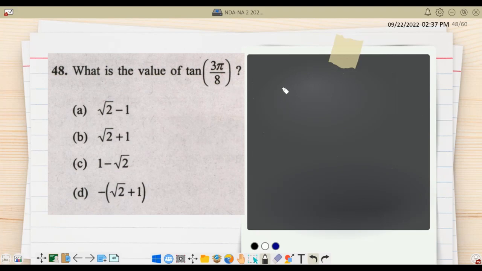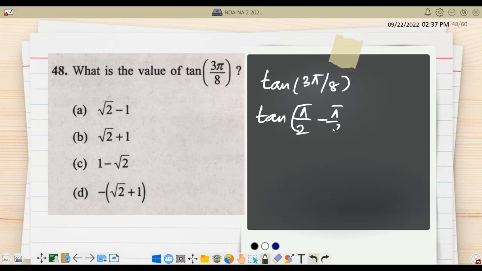Now we're going to go to the next question, 48. So what is tan 3 pi by 8? Tan 3 pi by 8, right. So we're going to split this. How are we going to split this? We're going to bring this inside 0 to pi by 2. So how will we split this? Pi by 2 minus pi by 8. Fine. So 8 pi minus 2 pi divided by 16. So that's going to be 3.